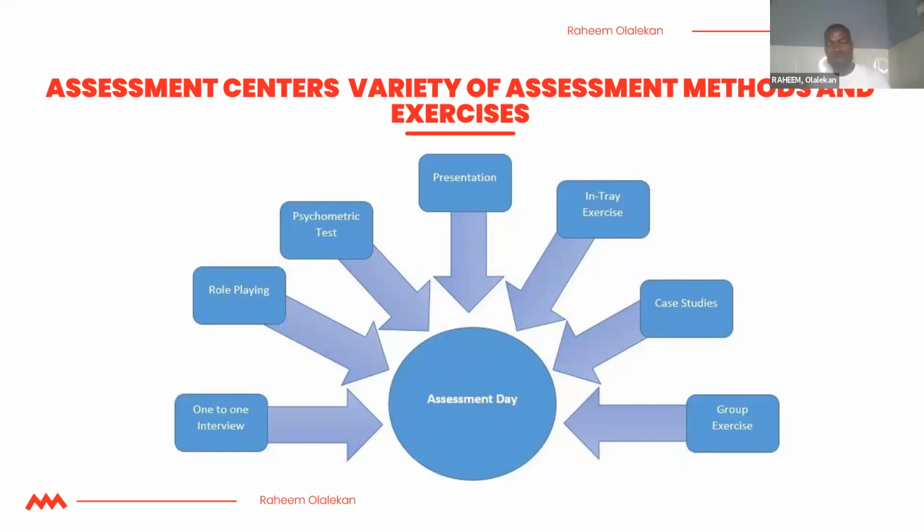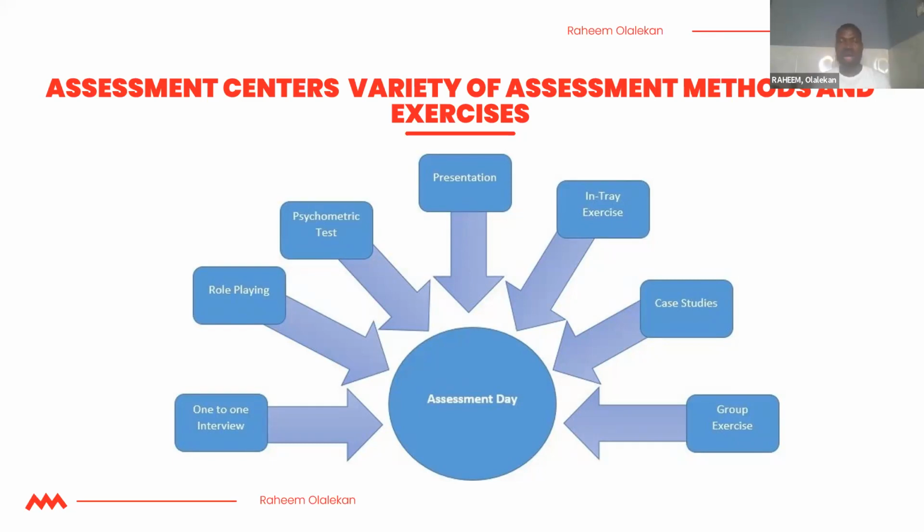So in a one-on-one interview, you have some questions to get some facts from the candidates to ensure that you are on the right path. That's one of the tools or methods used in an assessment center.